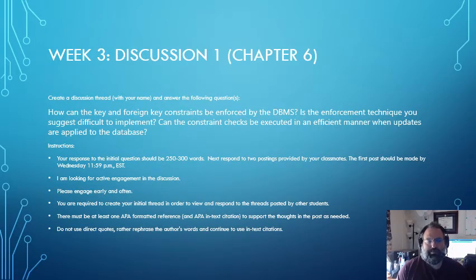Chapter 6's discussion, the first discussion in week 3, is to talk about how keys and foreign key constraints can be enforced by the database management system. Is the enforcement technique you suggest difficult to implement? Can the constraint checks be executed in an efficient manner when updates are applied against the data set or the database? So basically respond to that prompt in 250 to 300 words, making sure that you additionally respond to 2 of your classmates along the way as well. Make sure that you're adding to their conversations in a substantial sort of way.